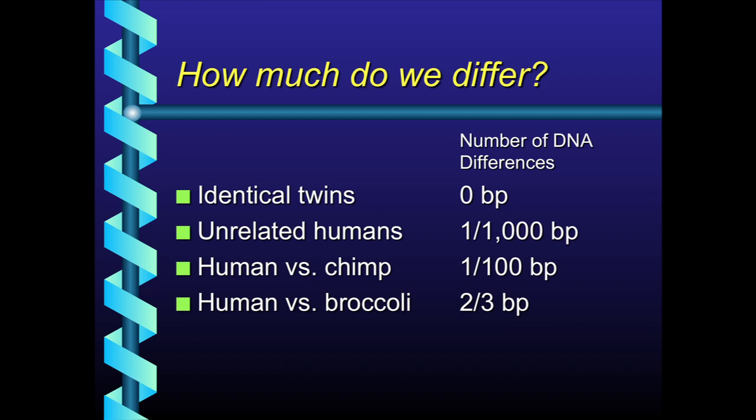How much do we differ? All of you are slightly different. Yeah, I'm a biologist, I can recognize that. The number of DNA differences between identical twins would be 0 base pairs. Identical twins should be genetically identical. Not quite always, but close enough to call that 0. Between unrelated humans, the number of DNA differences would be 1 in 1,000 base pairs. A human versus a chimp, 1 in 100 base pairs are different. Human versus broccoli, 2 out of 3. Or another way to look at that is you are 1/3 the same as a broccoli plant.